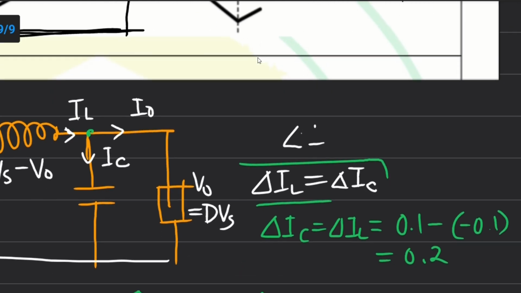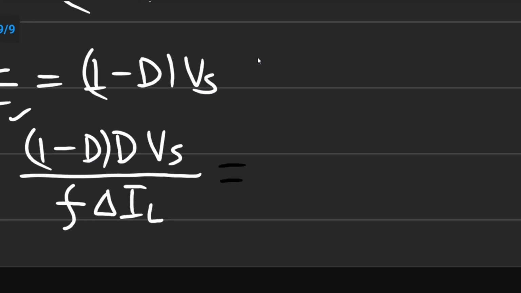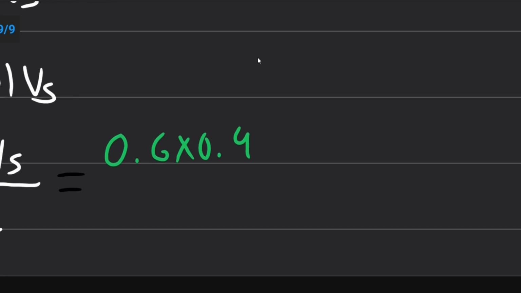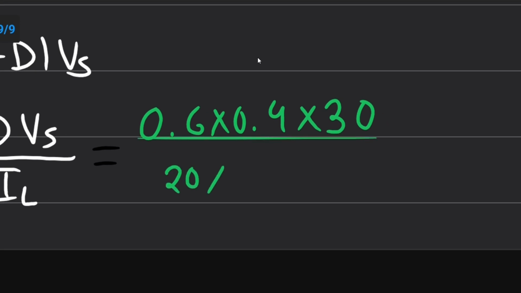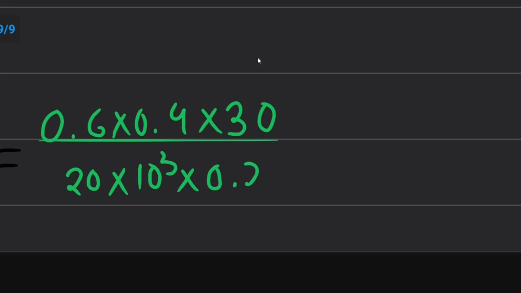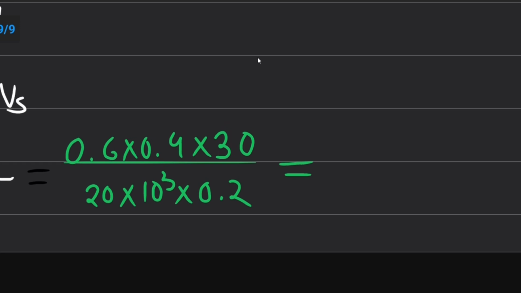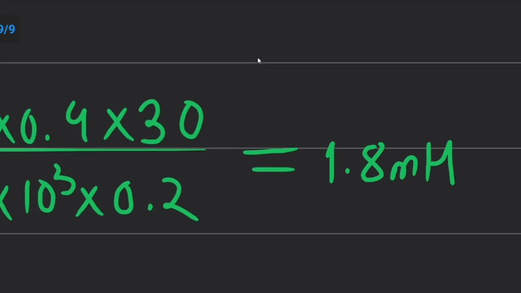Now putting every value here: 0.6, 0.4, Vs is given as 30, and f is 20 kilohertz, and delta IL is 0.2. If we calculate it, we get 1.8 millihenry, which is the answer for this question.